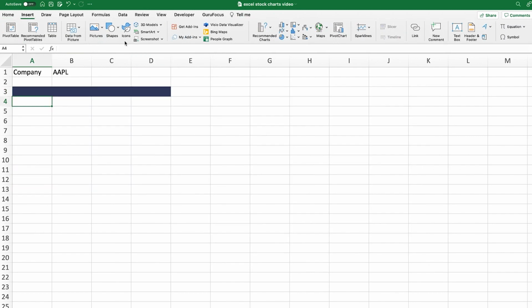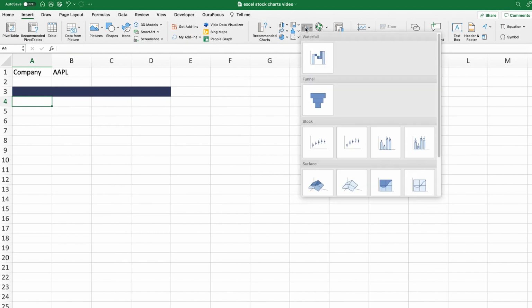So if you go on insert and then you select the waterfall chart, you will see right here that there's stock charts that you can access that are built right into Excel. The one that I like the most is either this one or this one. So we're gonna do this one actually right here, open, high, low, close.